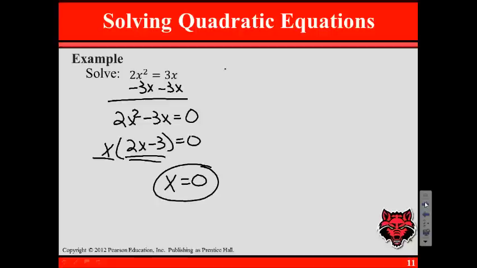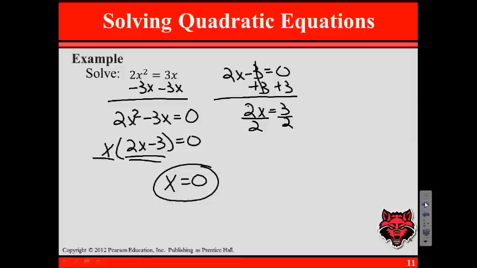The second factor is 2x minus 3. So we have 2x minus 3 equals 0. We'll start by adding 3 to both sides of the equation. That gives us 2x equals 3. We then divide both sides by 2. And we're left with x equals 3 halves.